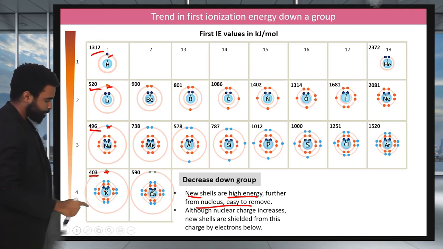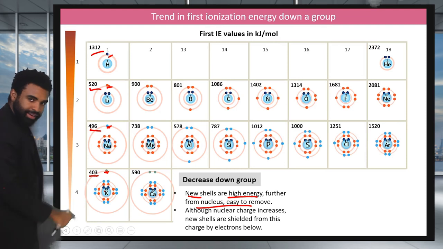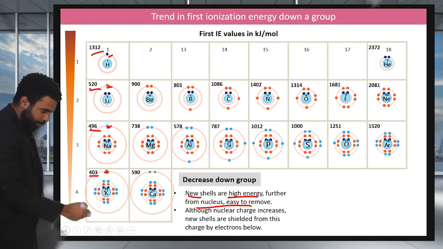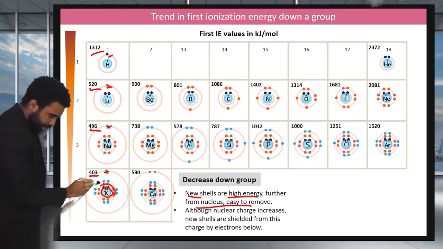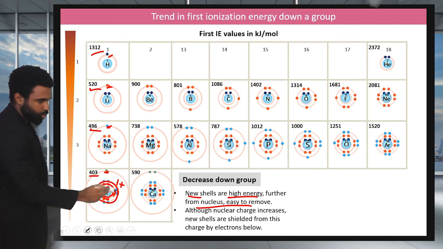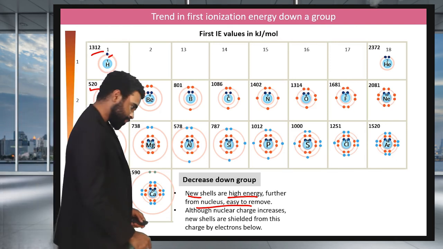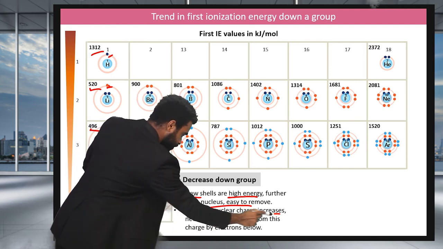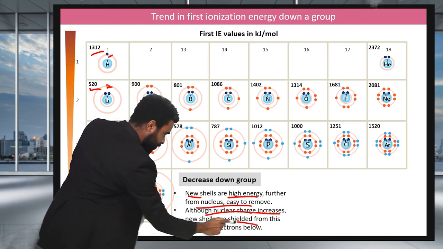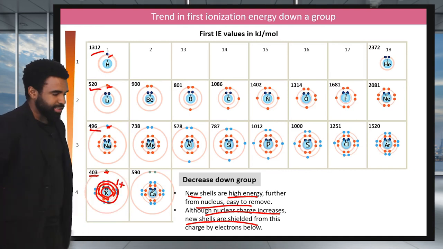But remember that, say, this electron here is not exposed to the entire 19 plus nuclear charge. Why? Because he's shielded by all these electrons in here. So he's actually effectively exposed to only a 1 plus charge. Because of that shielding. Okay? And here, just like I said, although the nuclear charge increases, new shells are shielded from this charge by electrons below. So that is our decrease down group trend.